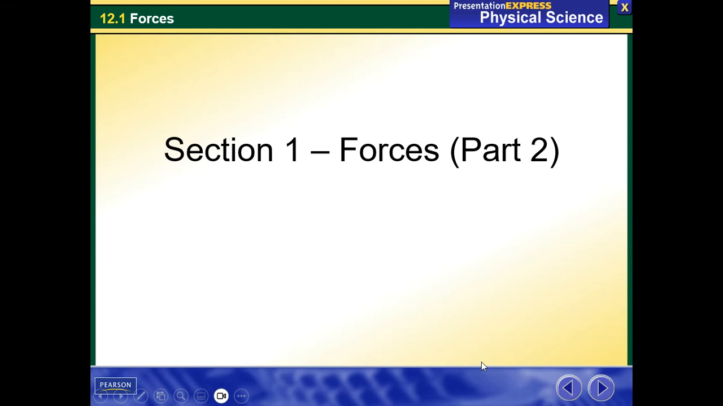Everyone, today we're going to continue with Chapter 12, Section 1, and we're going to look at Part 2. In this part, we're going to focus on a couple other forces. In the last section, we talked about balanced versus unbalanced forces, and we talked about friction.